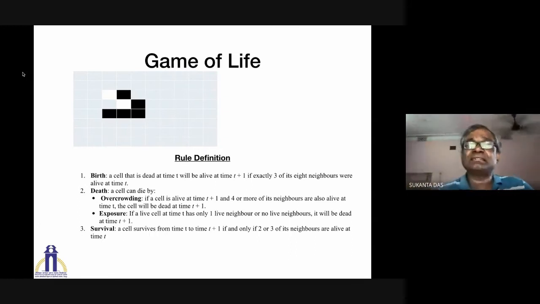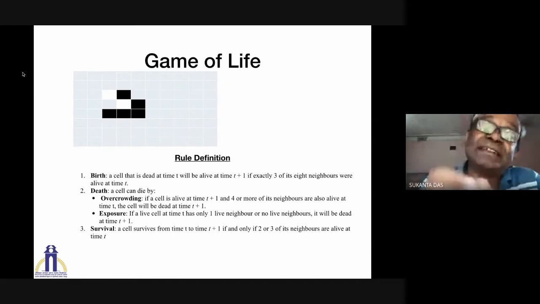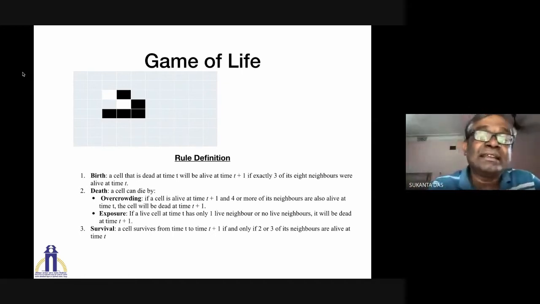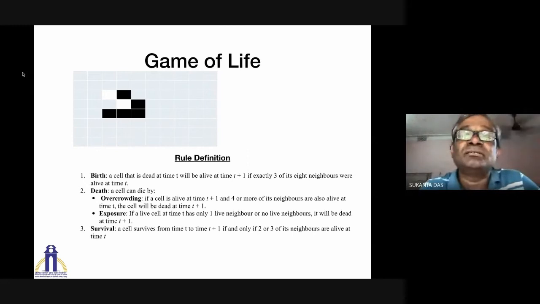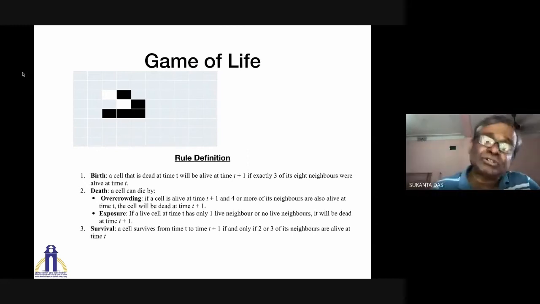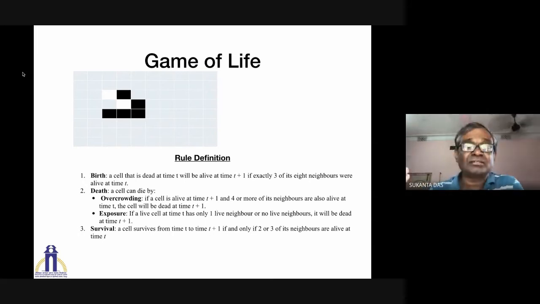It says that a live cell will die if it has no live neighbor, or zero live neighbors. That is about the death of a live cell. But if a cell is already dead, then its transition is not written here, right? So therefore it will remain as it was, in the rule that I've written.